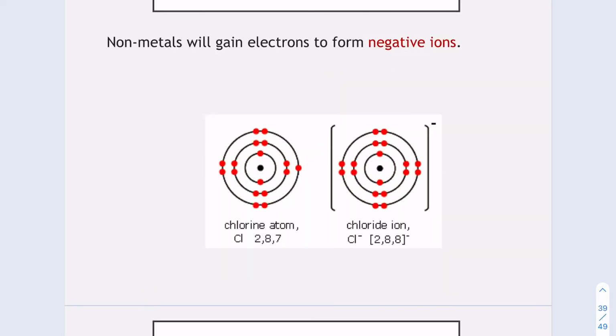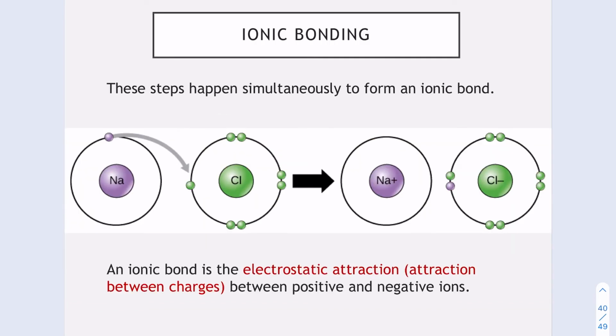The opposite of that is your non-metals. They're actually going to gain electrons. They'll form negative ions. If you have a look at chlorine, you'll see we've got this lonely one here with the electron arrangement 2,8,7. So it's going to gain an electron to form 2,8,8, so a minus ion. So those two steps happen simultaneously to form an ionic bond.